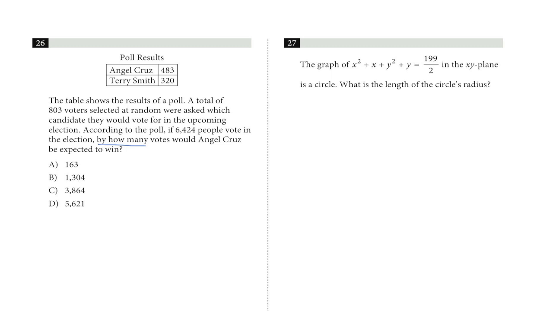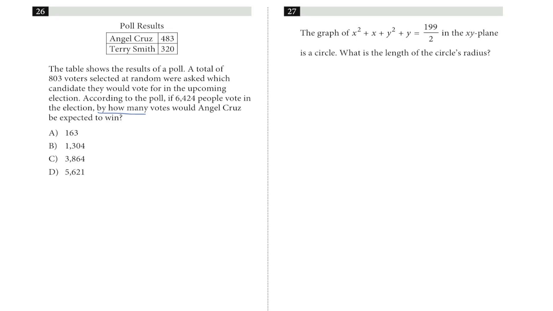So what we can do is find out how many votes Angel Cruz would win, and then find out how many votes Terry Smith would win, and then just find the difference in those two amounts. So we know that Angel Cruz received 483 votes out of the total 803 randomly selected voters. So that ratio of Angel Cruz to total votes should equal the ratio of actual Angel Cruz votes to actual total number of votes. So we know that there were a total of 6,424 people that voted. So Angel Cruz, we'll just say won X votes.